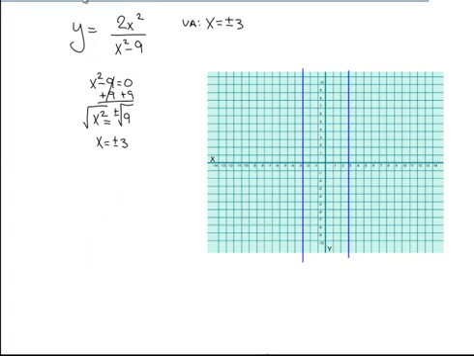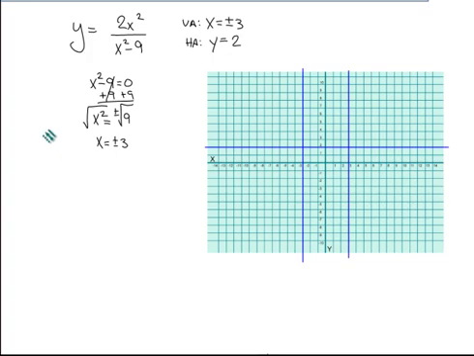Now, as far as the horizontal asymptote goes, we look to see where the highest power of x is. Notice that we have x squared as the highest power on the top and x squared as the highest power on the bottom. Those are the same, so you ignore anything else and just take a look at those two terms. 2x squared divided by x squared gives us y is equal to positive 2. So this ends up being our horizontal asymptote.